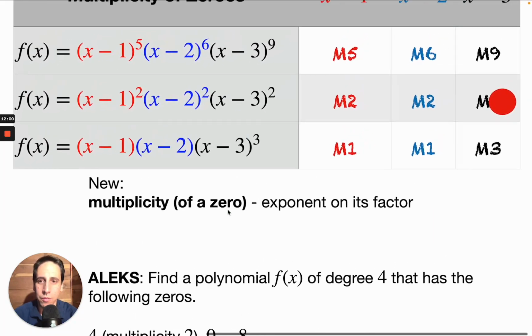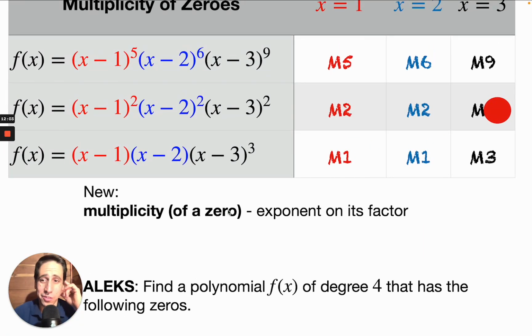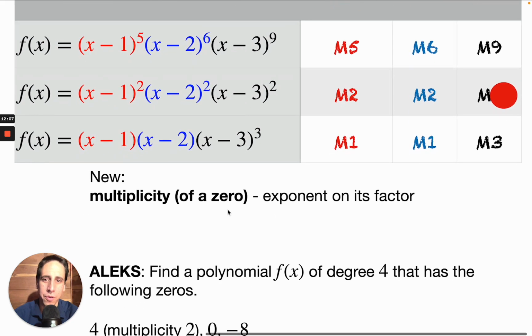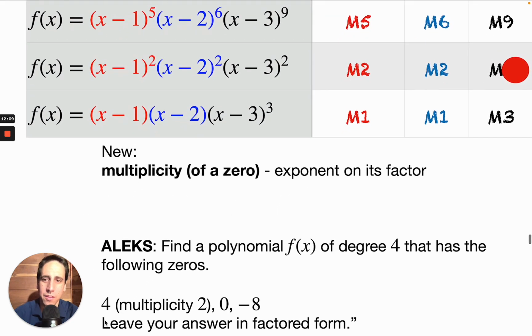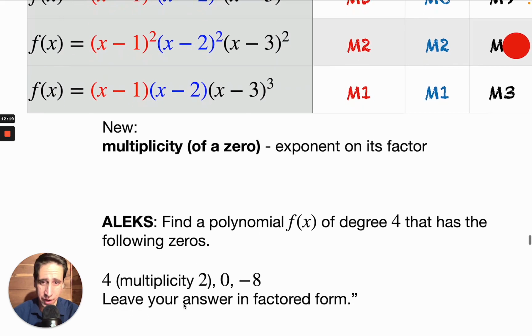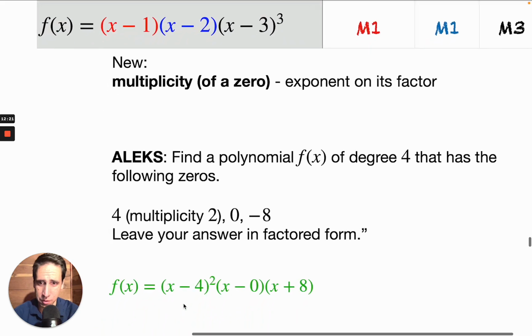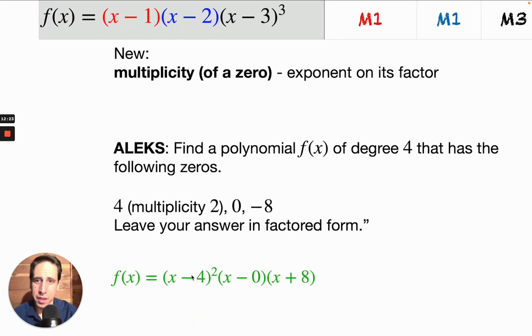So the way we're going to use that on alex.com, they might ask you, find a polynomial f of x of degree 4 that has the following zeros. The 4 is a 0, 0 is a 0, and negative 8 is a 0, and that 4 has a multiplicity of 2. Leave your answer in factored form. Thanks, Alex. All right, so what I'm going to do is write x minus the 0. Everyone say it with me. This is something we need to remember. X minus the 0. X minus the 0. X minus the 0. Say it.